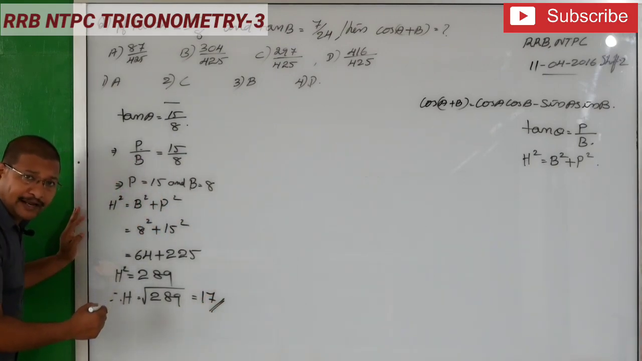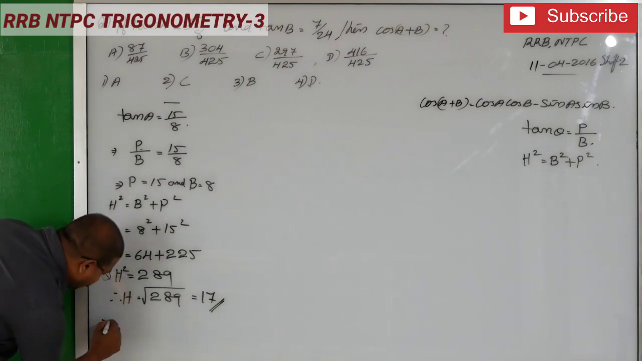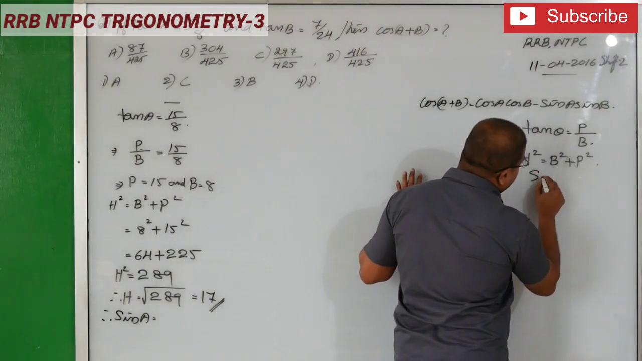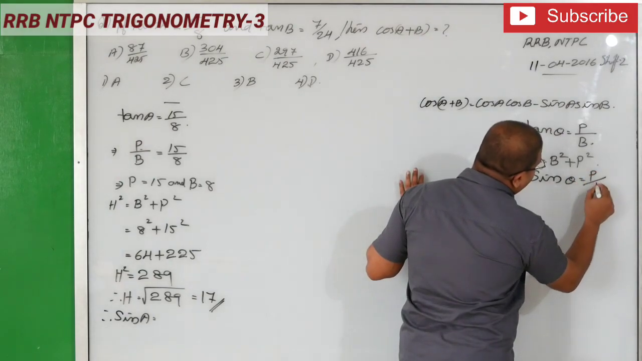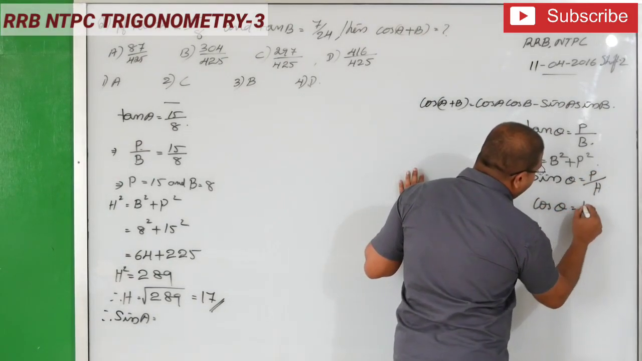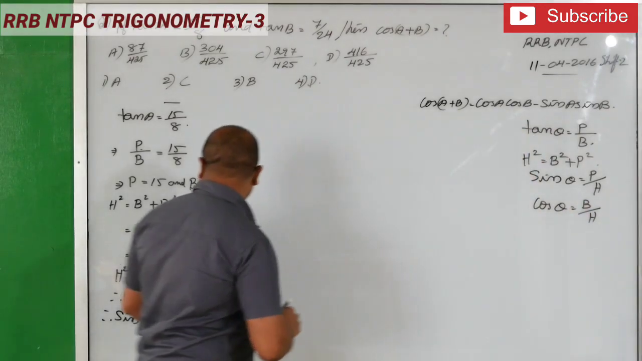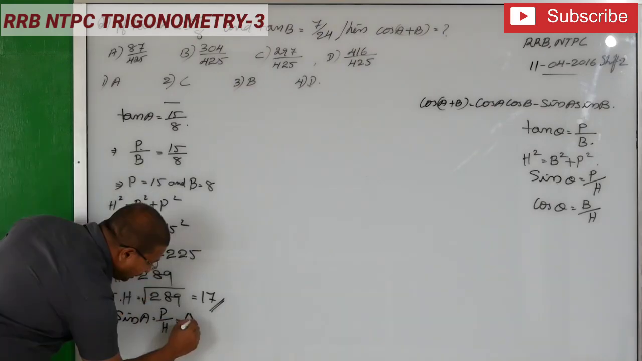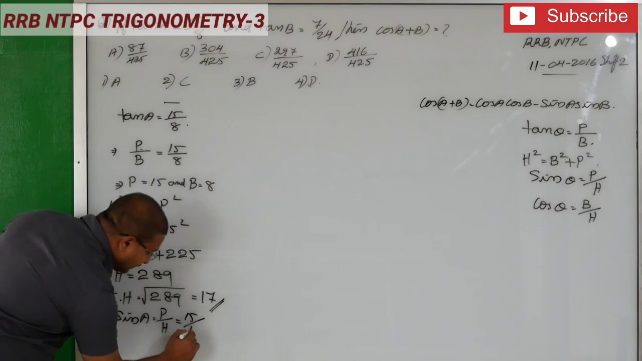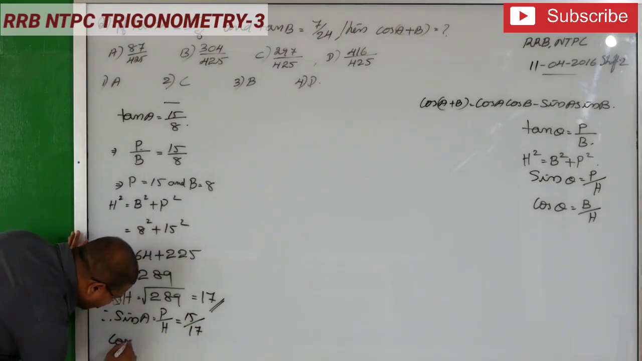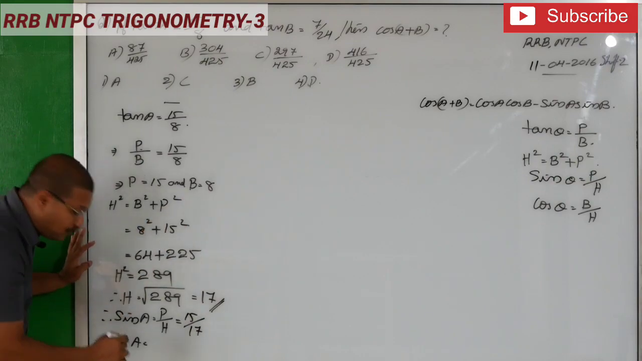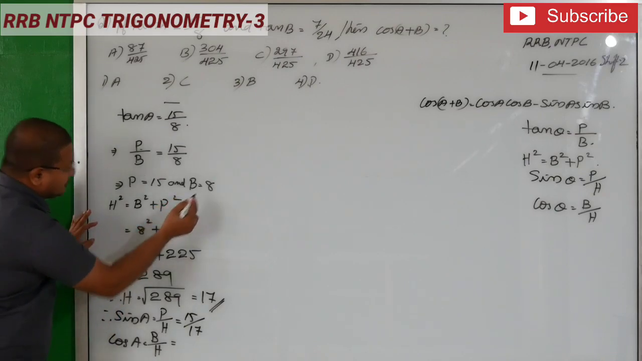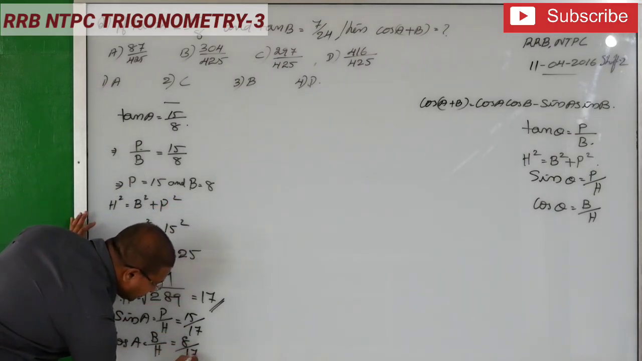Ready? Now we will find the value of sin A and cos A. What is sin theta? Sin theta equals perpendicular by hypotenuse and cos theta equals base by hypotenuse. Ready? That means sin A is perpendicular by hypotenuse, perpendicular 15 divided by hypotenuse 17. Now cos A. Cos A is base by hypotenuse. What is the value of base? Base is 8. 8 divided by hypotenuse 17.